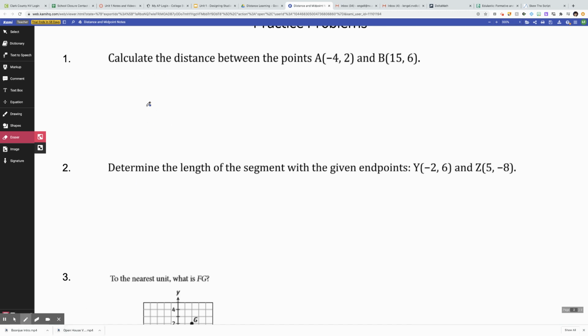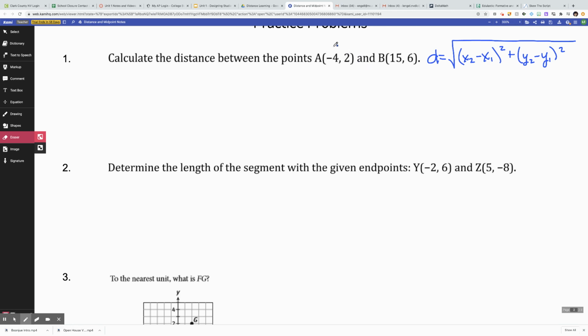The first couple here are just straight distance formula. Keep in mind that the distance formula is d equals the square root of (x2 minus x1) squared plus (y2 minus y1) squared. All of our answers here are going to be numbers, either whole numbers, numbers with a simplified radical, or decimal values. Let's take a look at this.